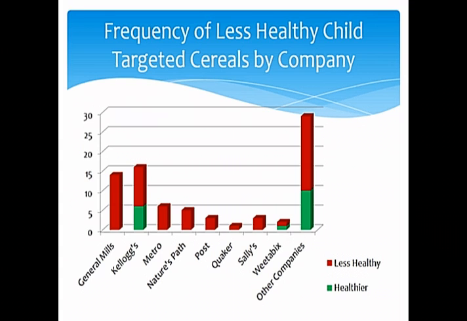So I wanted to look at the companies that did have child-targeted cereals. And in fact, what we found was, first of all, Kellogg's was the company that had the most child-targeted cereals that fell into the healthier range. And you can see, though, if you look at all those red bars, those are all the less healthy cereals, that there were six companies, and these are big, big food manufacturers, from General Mills, Nestle, Nature's Path, Post, Quaker, Sally's, Weetabix.